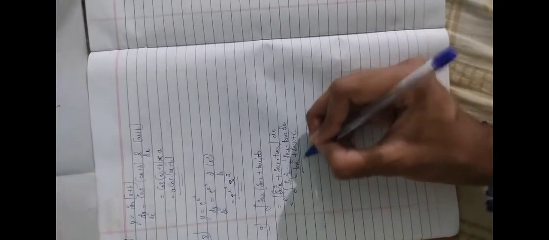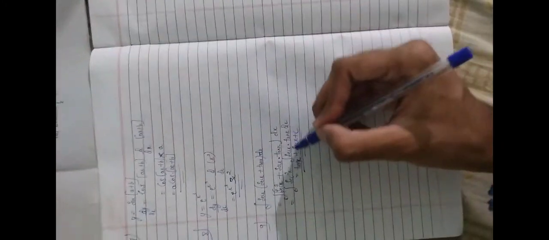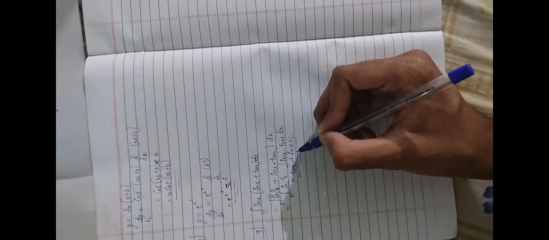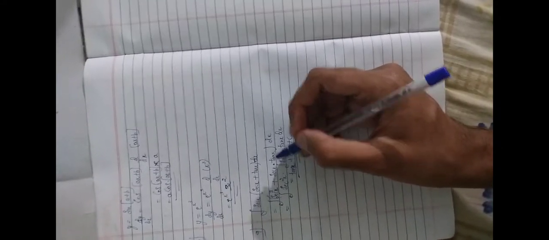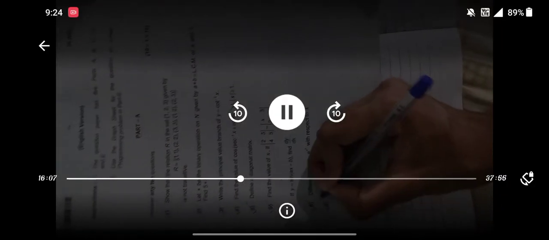So this is the answer, tan x plus secant x plus c. Tan x plus secant x is the answer we get. Plus c is the important thing. We have to write plus c. If you do not write it, they will not give marks. So remember this, it is important. Question number 9 is done.